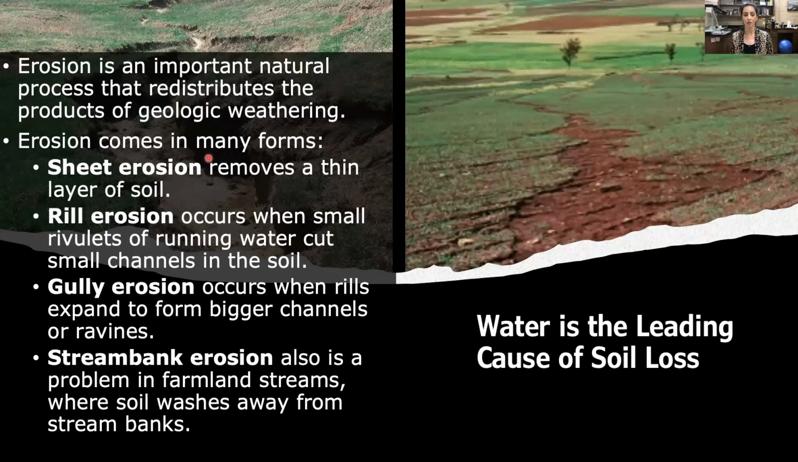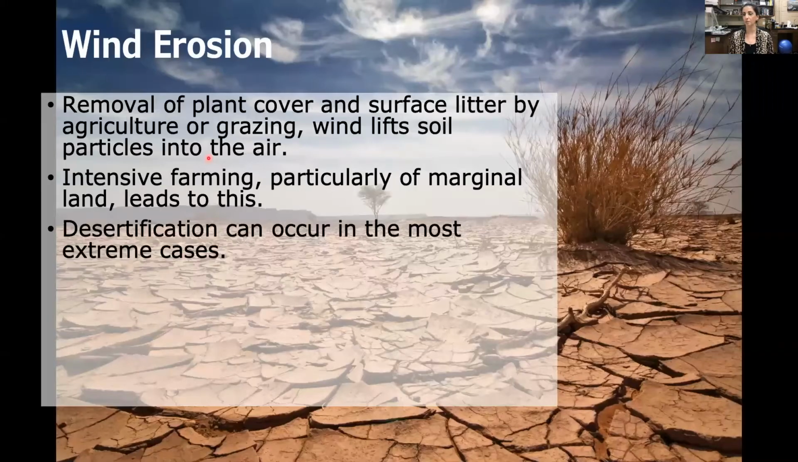So that's water erosion. What about the other natural process of wind? Wind erosion removes plant cover and surface litter by agriculture or grazing, and the wind will lift the soil particles into the air and distribute them elsewhere. This is mainly a problem in areas where you have intensive farming, particularly of marginal lands. And in most extreme cases, you can have the effects of desertification.